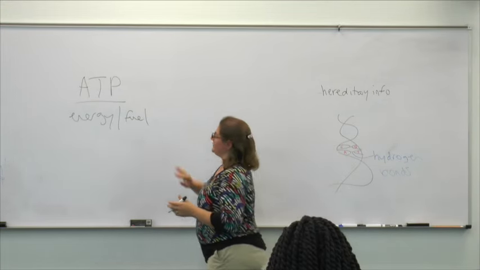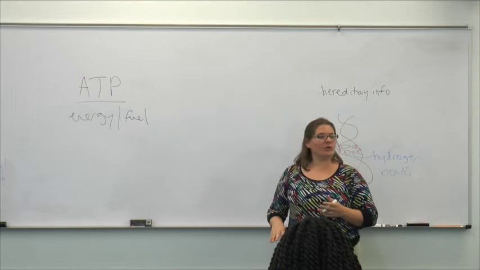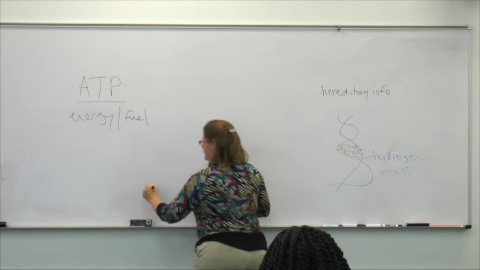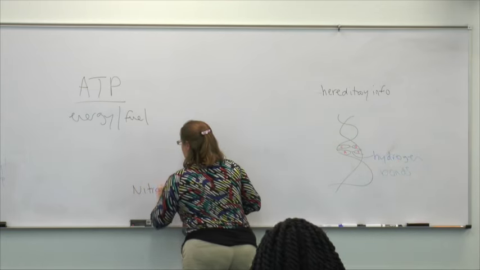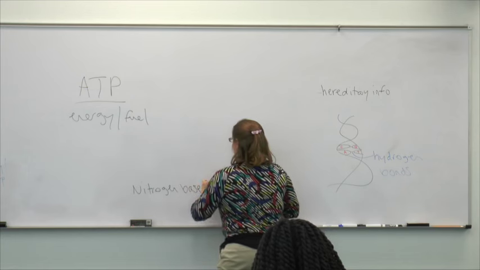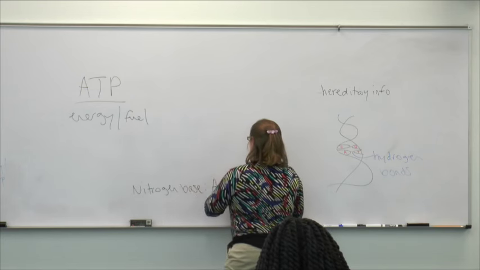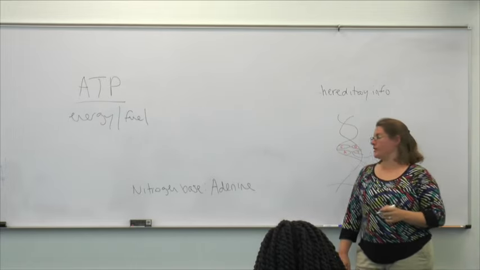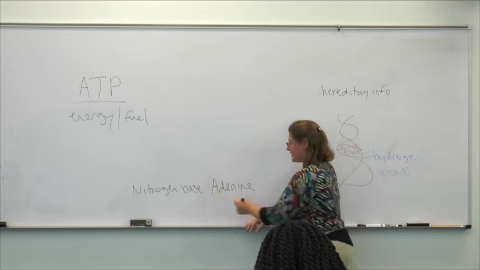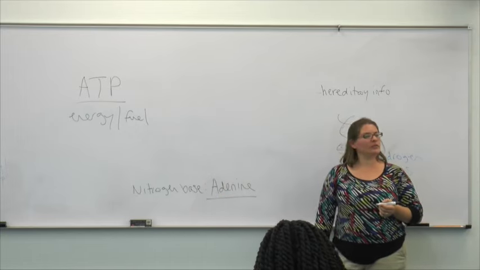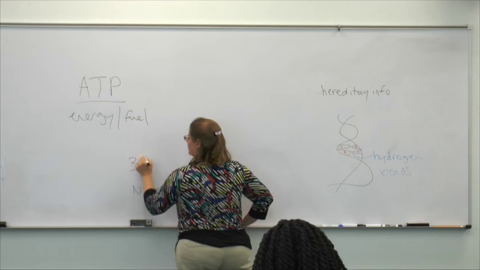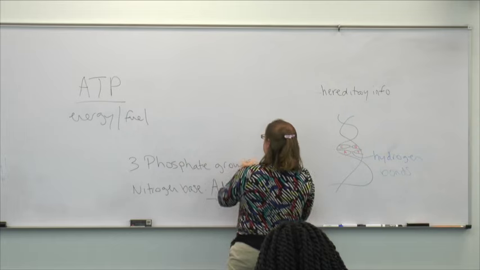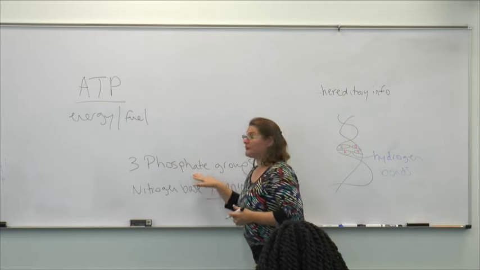So for ATP, what are its building blocks? Okay, what is it going to have? Okay, it's going to have adenine, which is a nitrogen base. Okay, so it's got a nitrogen base, which is adenine. That's actually what gives it its name. ATP stands for adenosine triphosphate. Okay, so what else? It's got one nitrogen base, adenine. What else does it have? It has 3 phosphate groups. Okay, triphosphate, 3 phosphate functional groups.